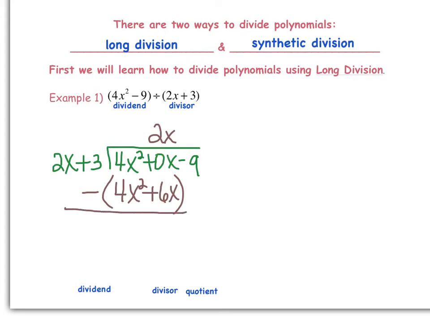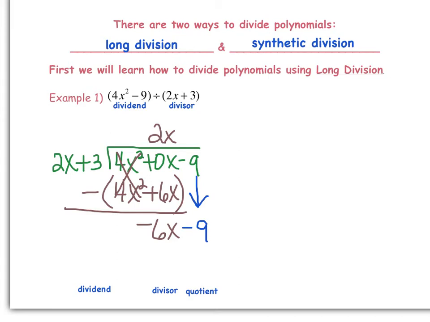Okay, so we have 4x squared minus 4x squared is 0. So basically those cancel out. Now I have 0x minus positive 6x. In other words, that's 0x minus 6x, which is negative 6x. Now I'm ready to bring down the next term, which is negative 9. So I now have negative 6x minus 9. And I am ready to start the procedure again.